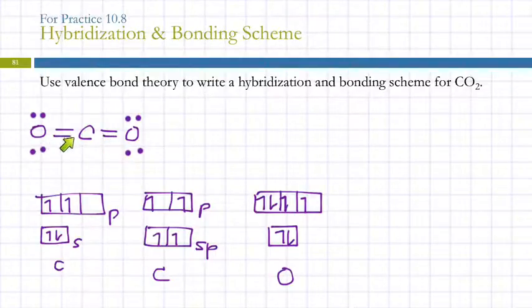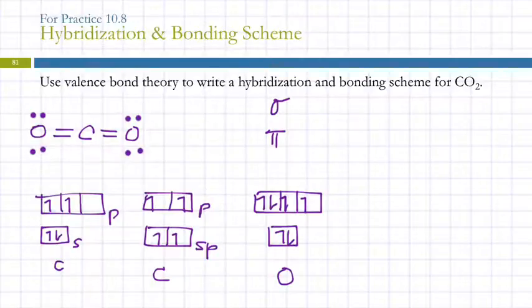We look at the Lewis structure and we see there's a double bond. That means I have a sigma bond and I have a pi bond. The sigma bond is going to be the hybrid orbital overlapping with one of the p orbitals on the oxygen.